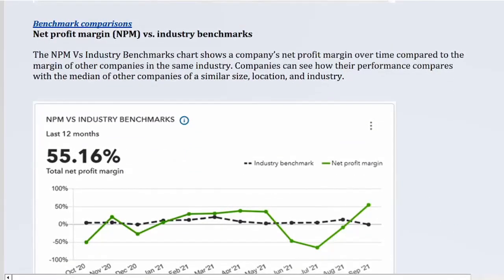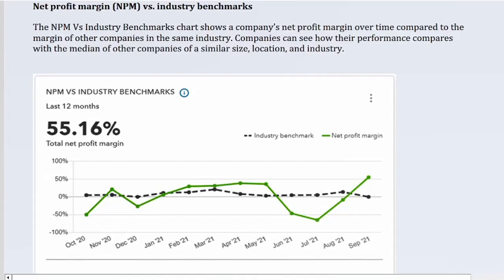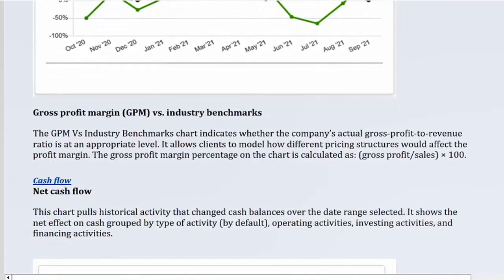Benchmark comparisons. Net profit margin, NPM, versus industry benchmarks. The NPM versus industry benchmarks chart shows a company's net profit margin over time compared to the margin of other companies in the same industry. Companies can see how their performance compares with the median of other companies of a similar size, location, and industry.